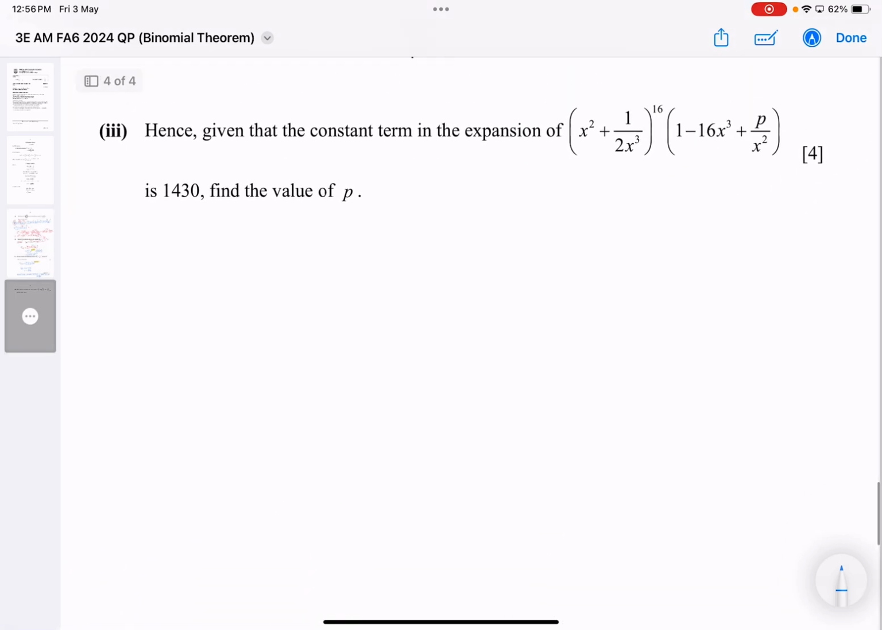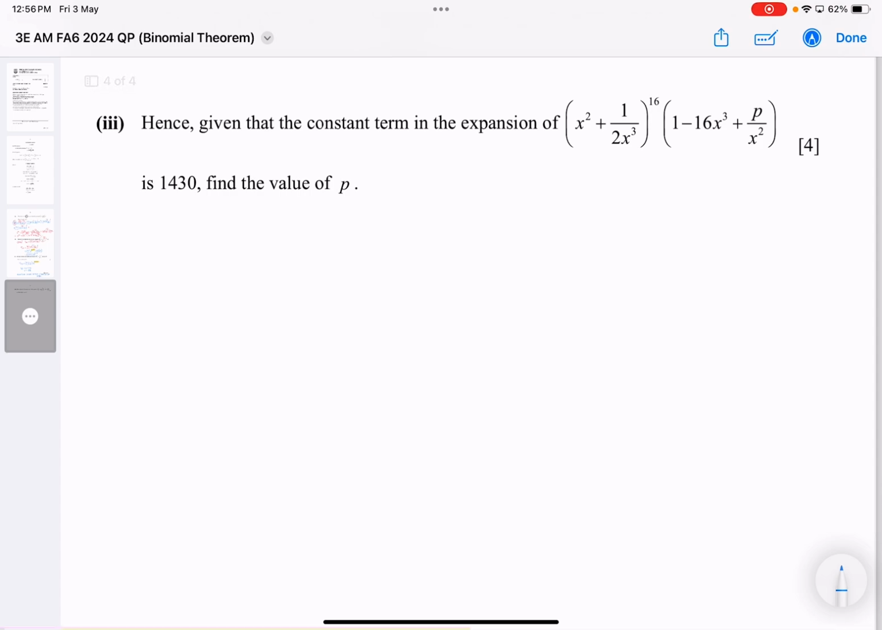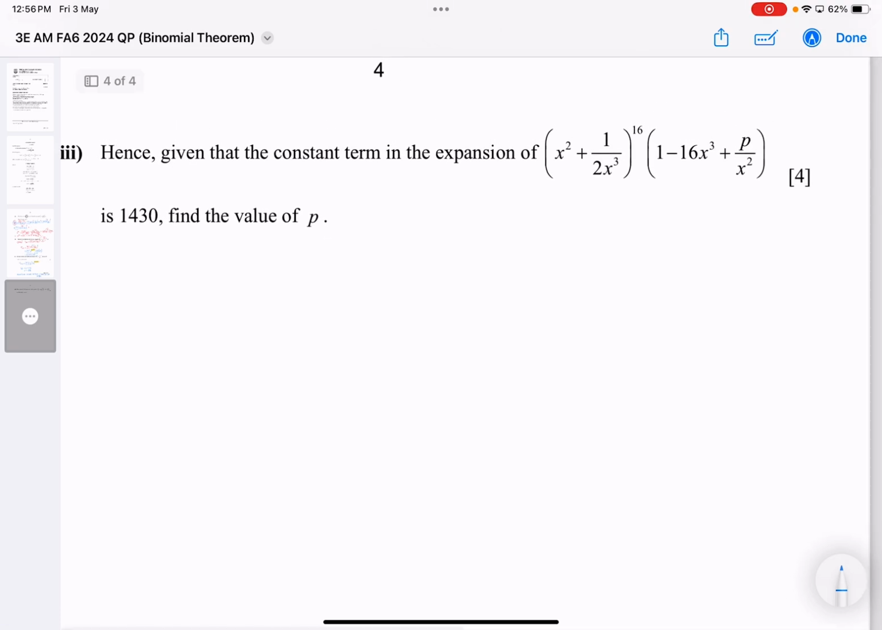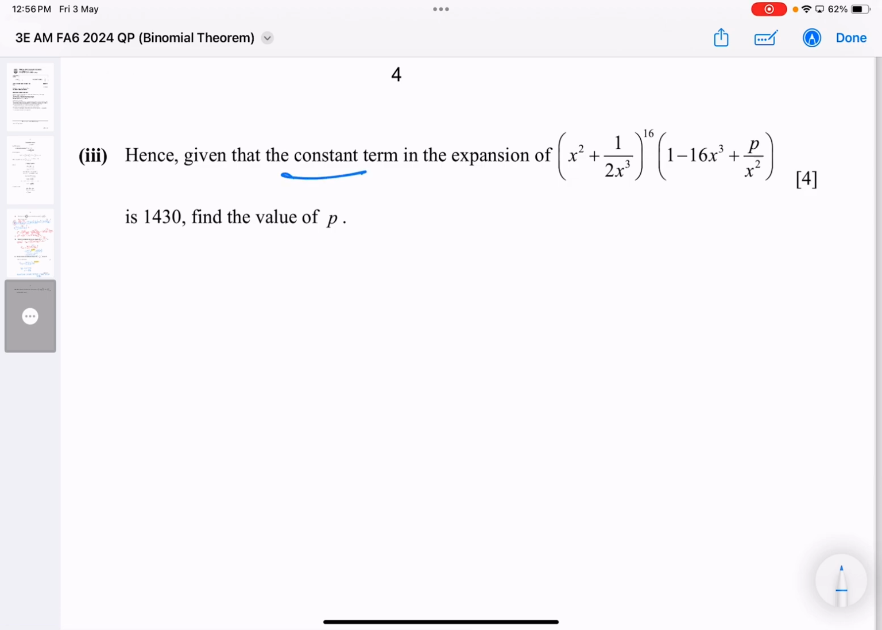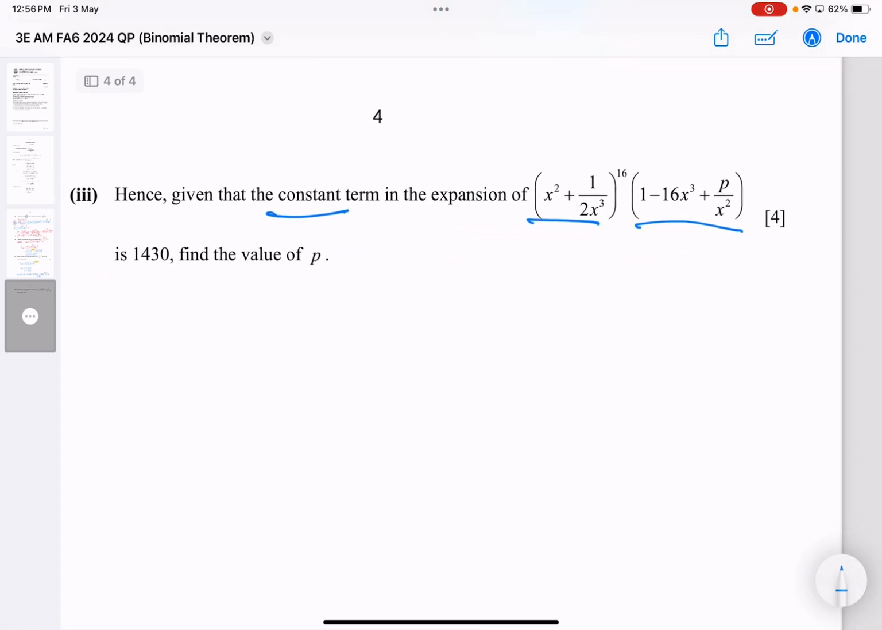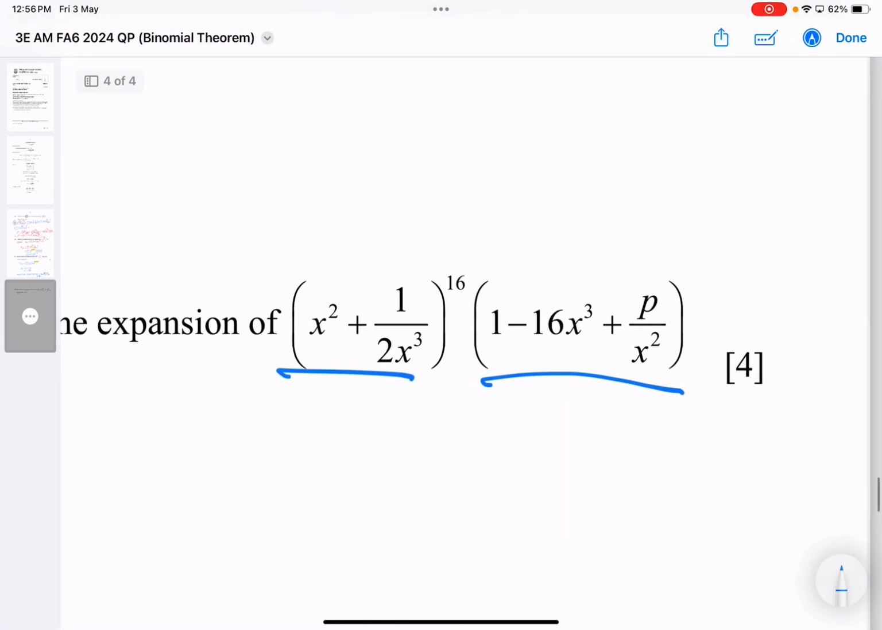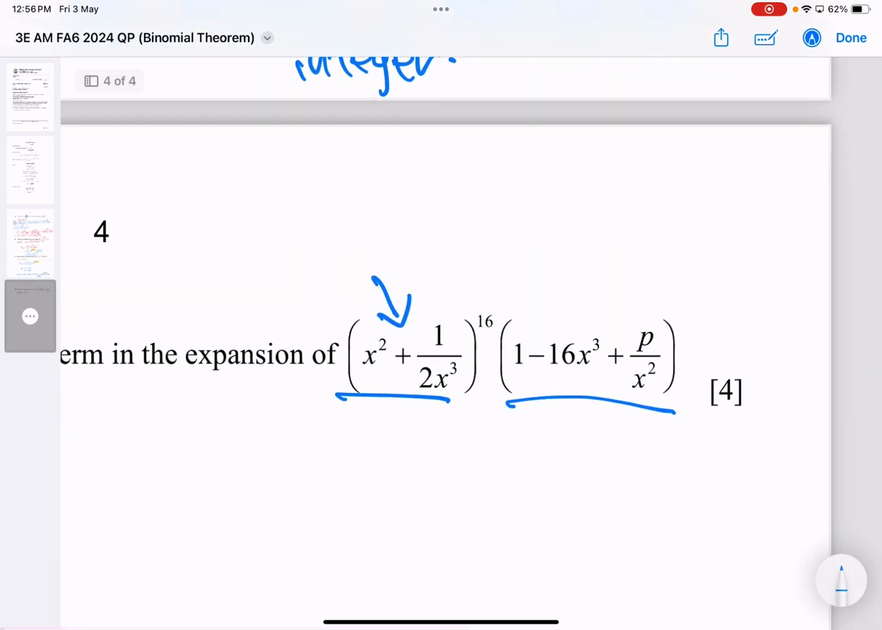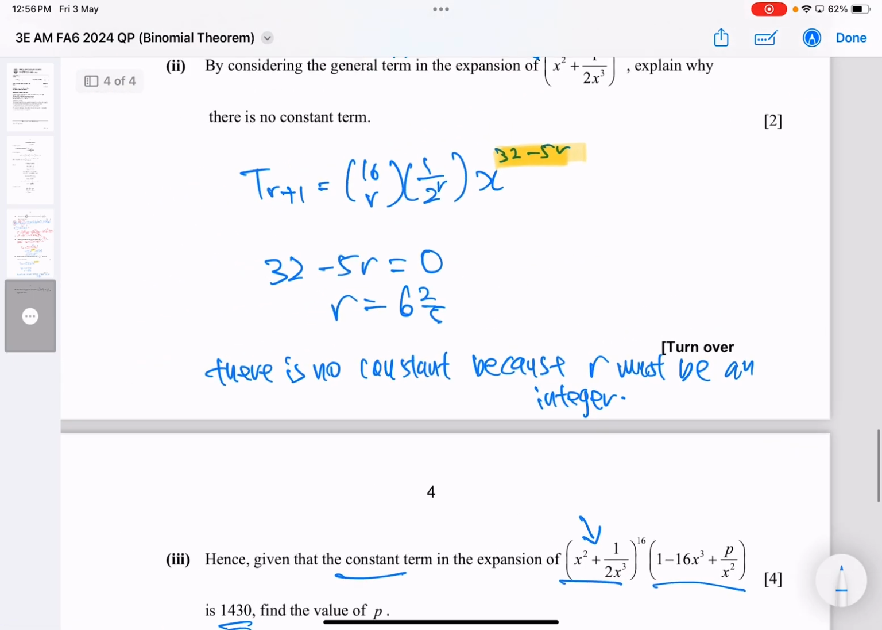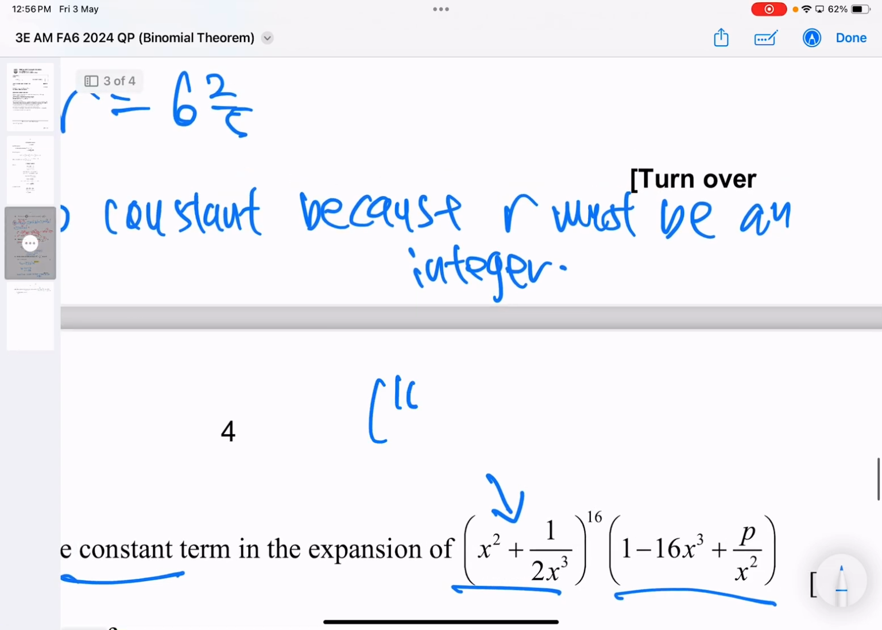Okay? Now, can you take a look at the next one? This one seems very confusing, but I assure you it is not confusing at all. They are saying that there is a constant term in the expansion of this multiplied by this funny term over here. And the constant term is a value of 1430. Now, we know that any of the terms over here, the general term, is going to be this, right? The 16 choose r.